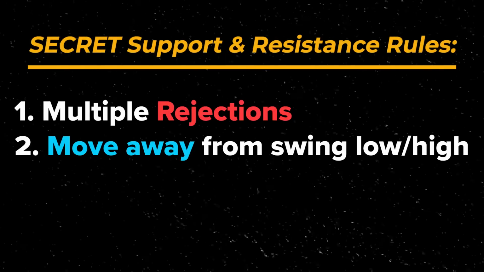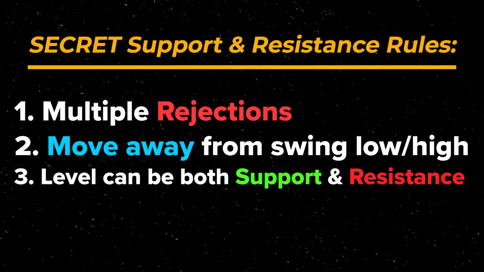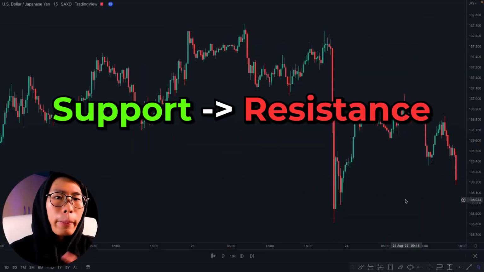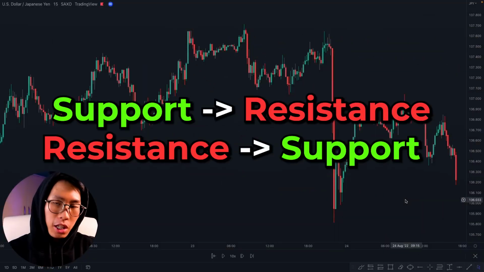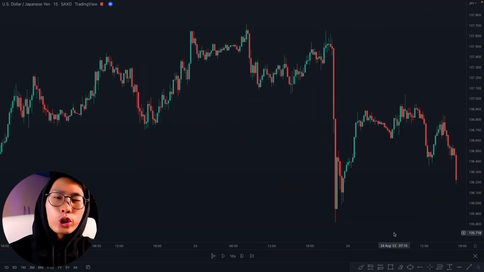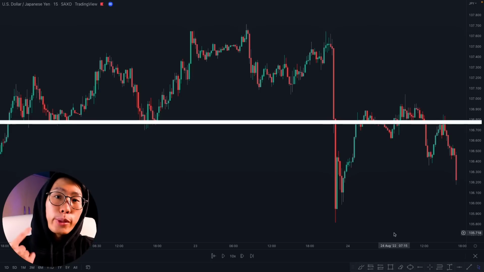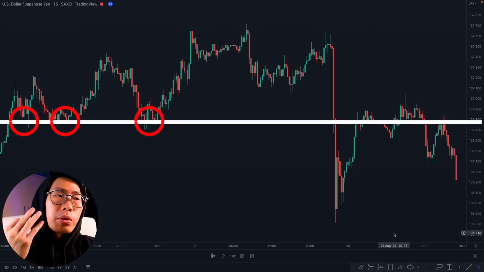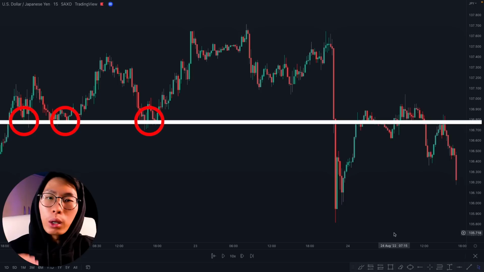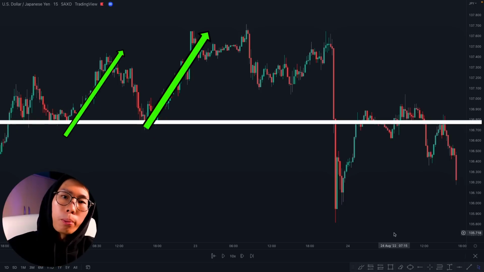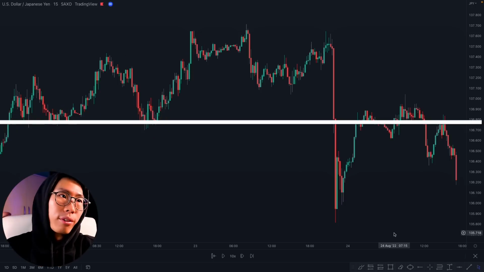The next rule is that a level can be both support and resistance. Support can become resistance and resistance can become support. You can draw a support level right here because price reversed 3 times at this area, and whenever price comes back down to this area, it always shoots back up. So there's a very strong support level right here.